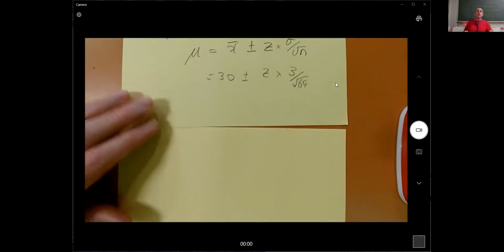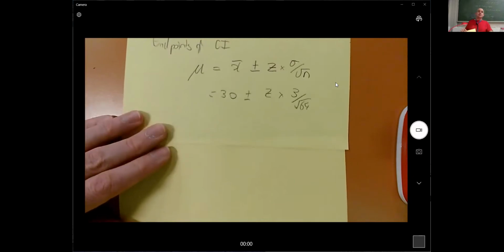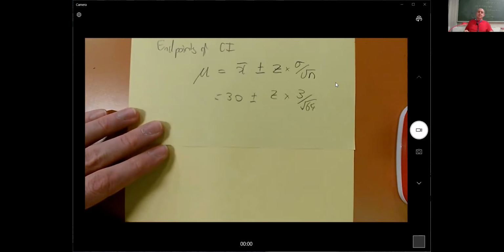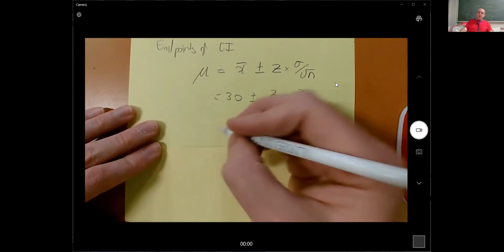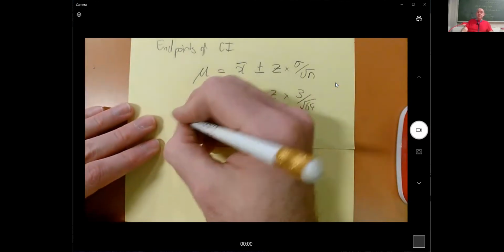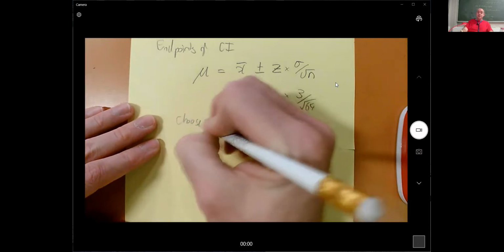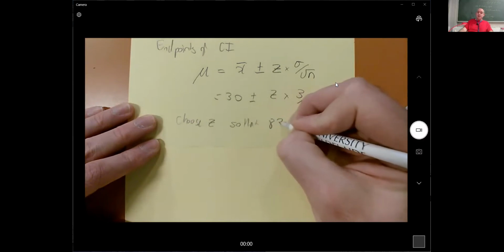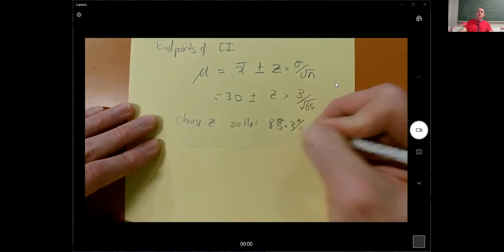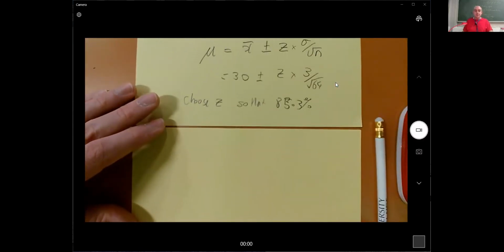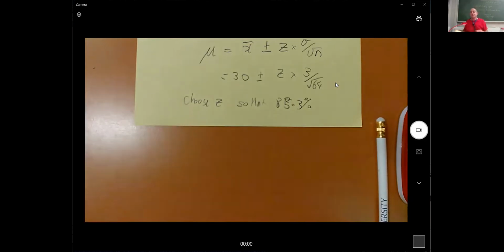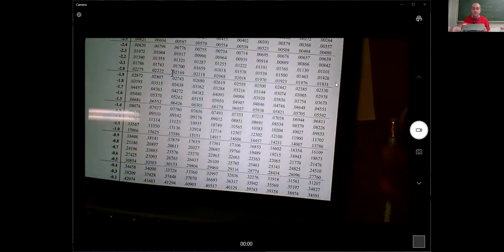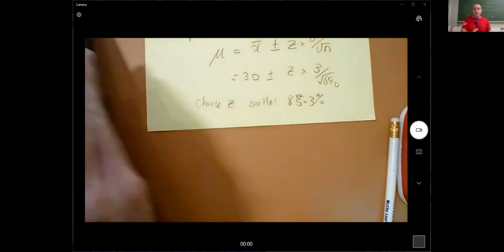Do you have that z table handy? Reckon you can get that z table? Oh, the Z table, yeah. So I need to choose the z so that I have 85.3% confidence. Thank you. All right, here we go.